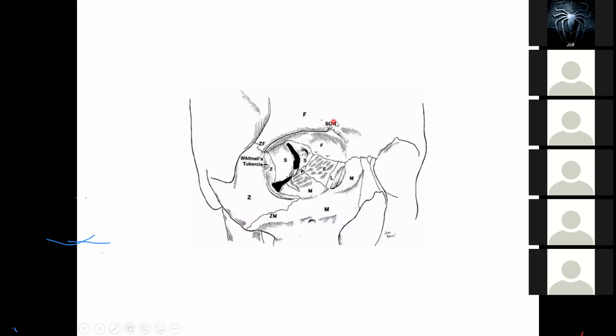So the SON here is the supraorbital notch, and the F here is representing the frontal bone. I hope you can all see, this is the frontal bone. And inside the frontal bone is the frontal sinus. So the frontal sinus will be somewhere here. And the frontal bone also extends, you see, it's forming a part of the superior wall.